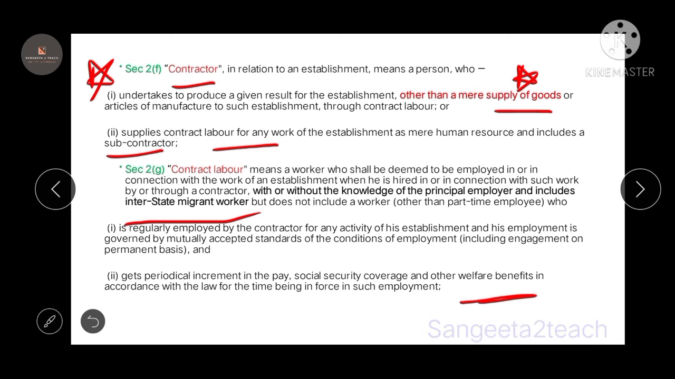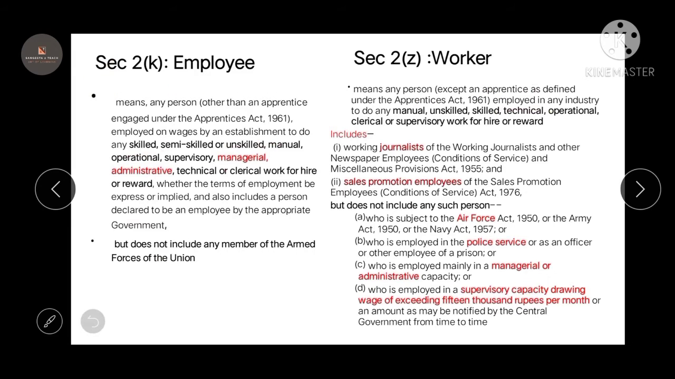So you have to remember, contract labor can be with or without the knowledge of the principal employer, and it includes the interstate migrant worker also, but it does not include any regular worker who is working full time or on a permanent basis, or someone who is receiving some social security coverage, or who is receiving periodical incentives. They are not considered as contract labor, right?